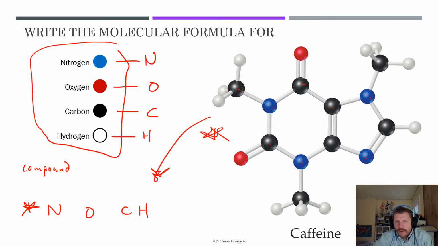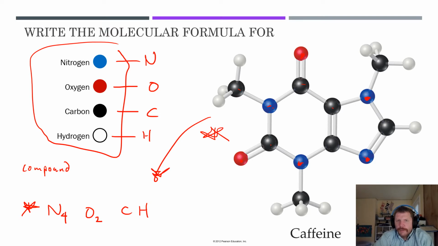So nitrogen, we've got 1, 2, 3, 4. Now what you do whenever you see the number, you're going to put that as a subscript. So I'm going to write 4. Now for oxygen, represented by these red spheres, we've got 1, 2. So I'm going to write O subscript 2.